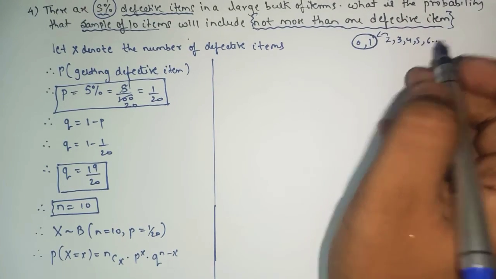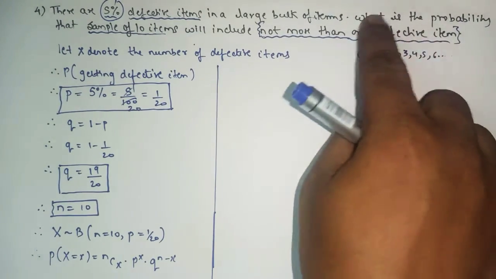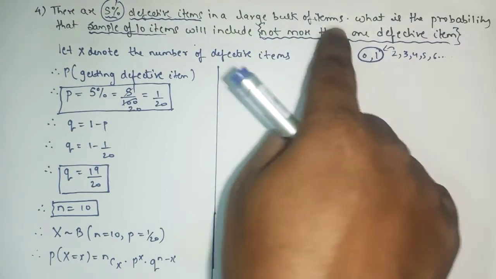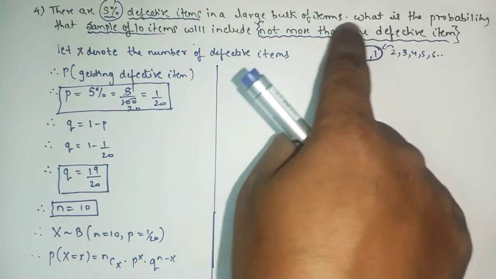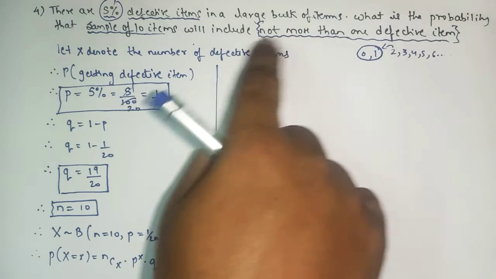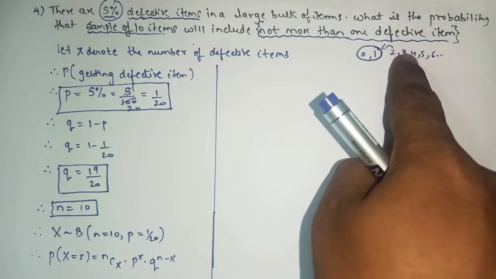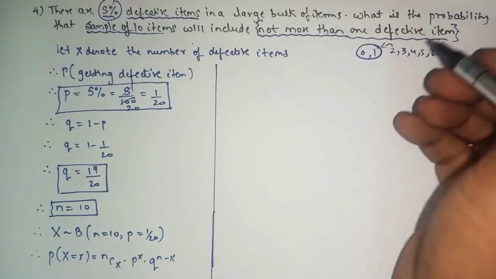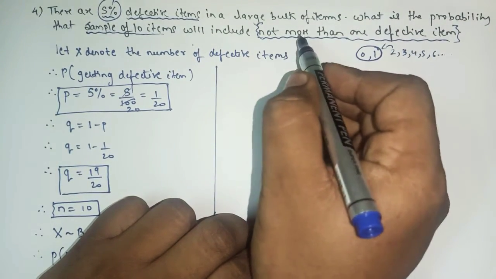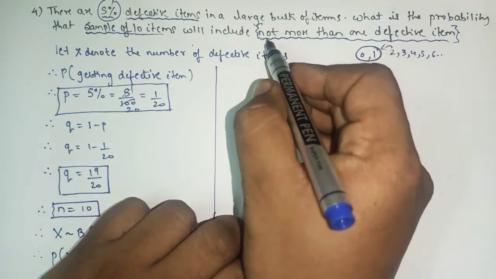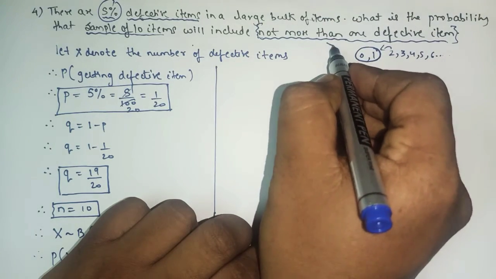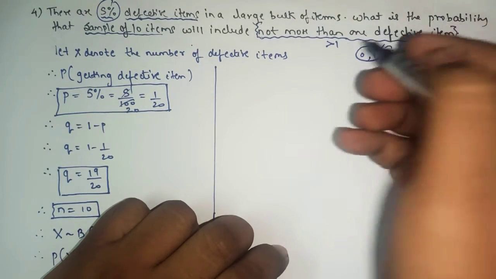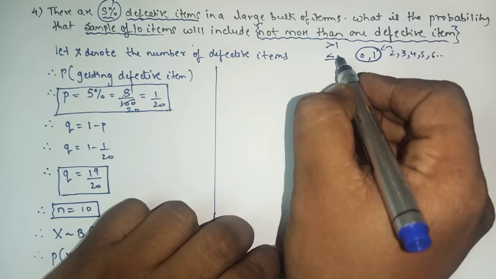I hope you all understood the meaning of the sentence. It says that the sample of 10 items should not include more than one, which means it should not include 2, 3, 4, 5, 6. So what will it include? It will include less than 2. Here the meaning of not more than, in symbolic form, I will explain now. Not more than 1 means it is not greater than 1, so it will include less than or equal to 1.